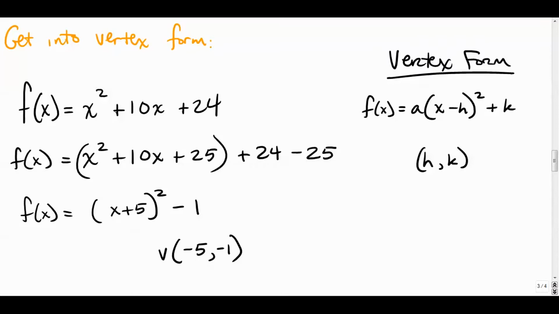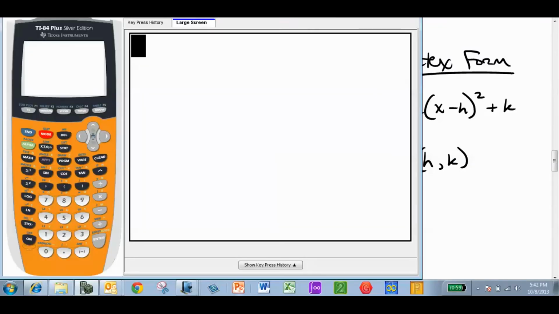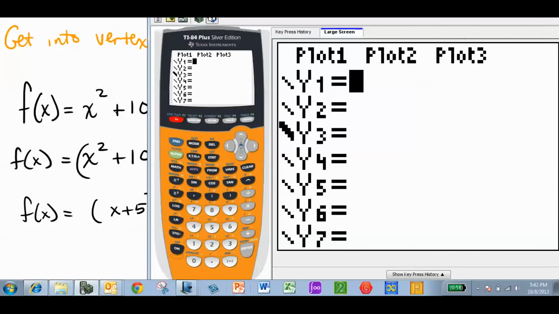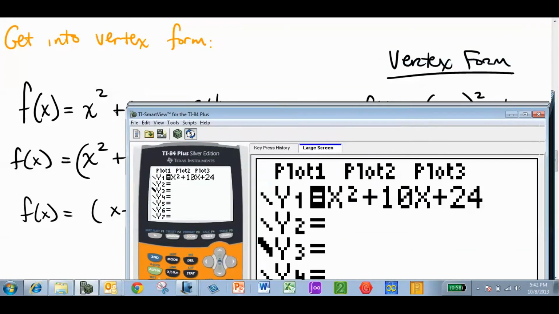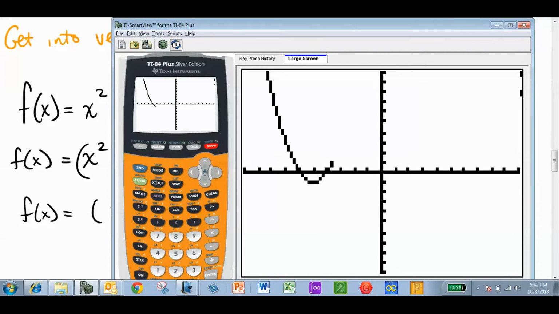Let's go to our calculator and confirm that, just to make sure that we're all on the same page here. I've got my calculator up here, and I want to go to y equals, and I just simply want to type in x squared plus 10x plus 24. Is that the right one? Yeah. So I'm going to graph that, and I'm going to see that my vertex is -5, -1.